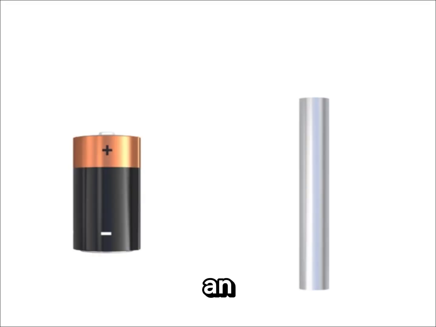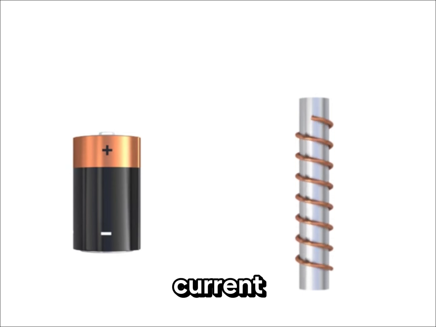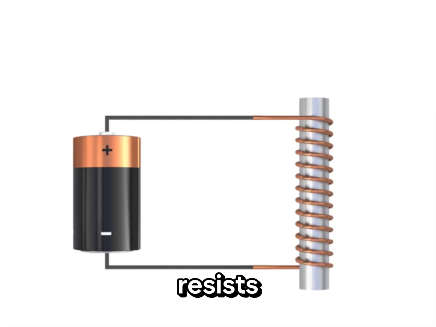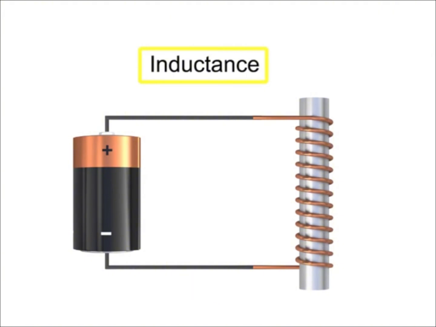The purpose of an inductor is to oppose any change in the magnitude of current within a circuit. The electrical property that resists either an increase or decrease in current is known as inductance.